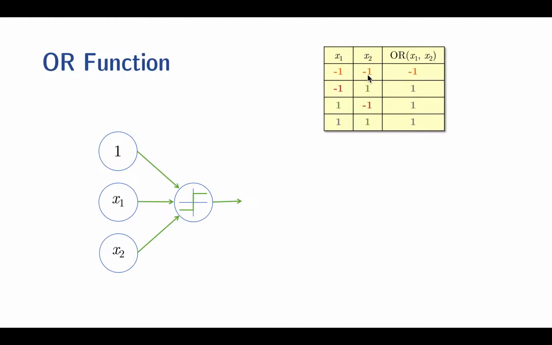So a -1 and a -1 is a -1 in an OR function. A -1 and a 1 is 1. A 1 and a -1 is 1, and a 1 and a 1 is a 1. Okay, that's what an OR function looks like. Agreed?